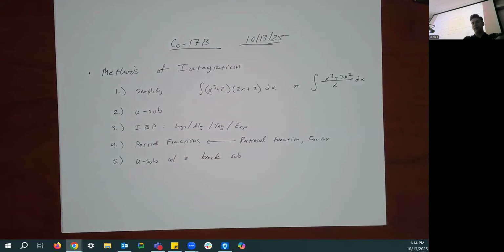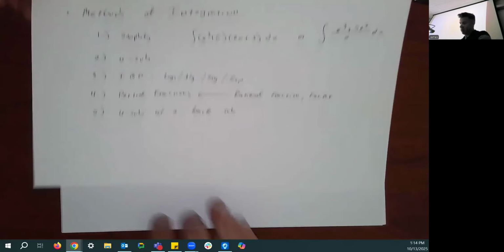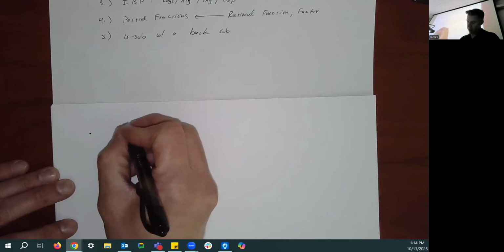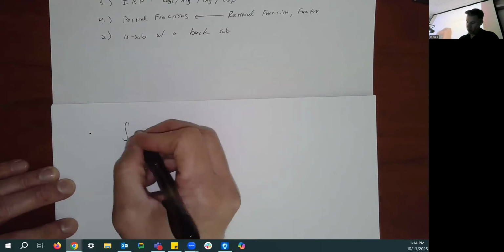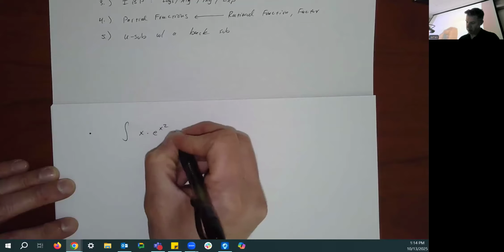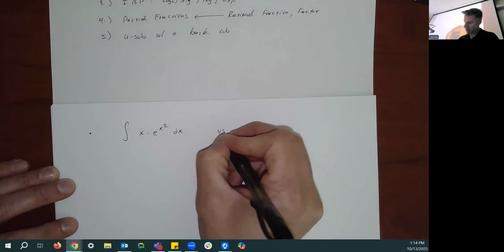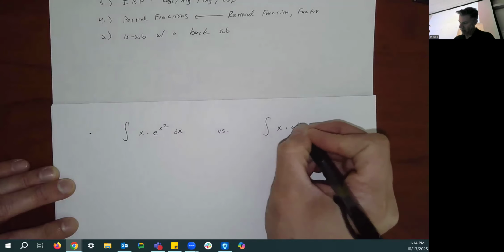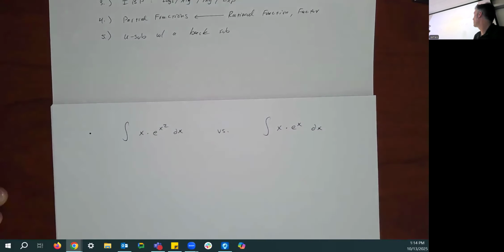So let's look at some examples. I have a few examples in my mind here. Let's say we're going to compare two integrals. We're going to look at the integral of x times e^(x^2) dx versus the integral of x times e^x dx. And while these look pretty similar, they're in fact very different in that they require totally different methods of integration.